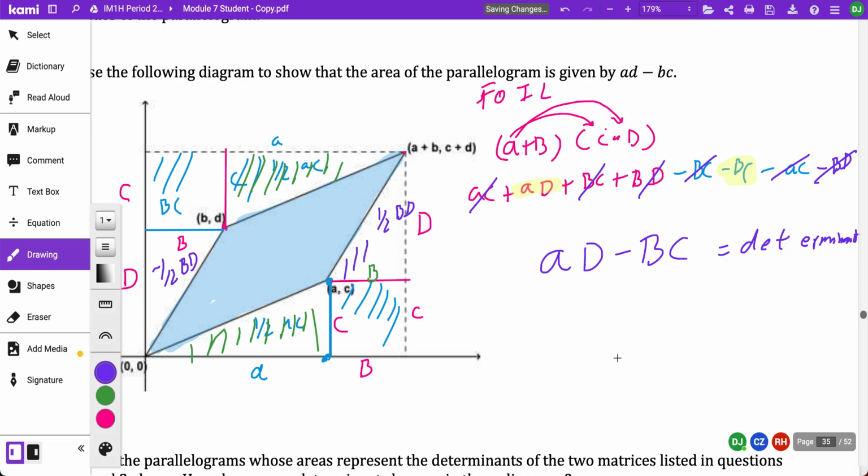Messy handwriting, sorry, I had to squeeze it in there. So guys, all this is to prove that the area of a parallelogram is equal to the determinant, okay?